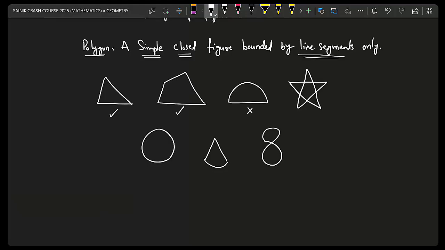Okay, this is a 5-pointed star. Do you think this is a polygon or not? Yes, sir. Okay, is it a simple figure? Yes, sir. What is a simple figure, Jayvant?